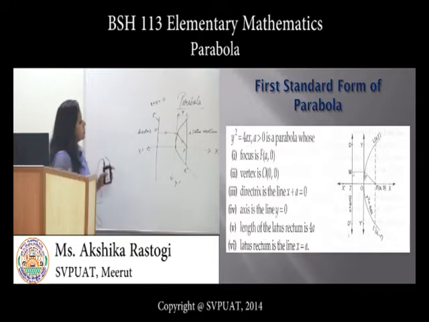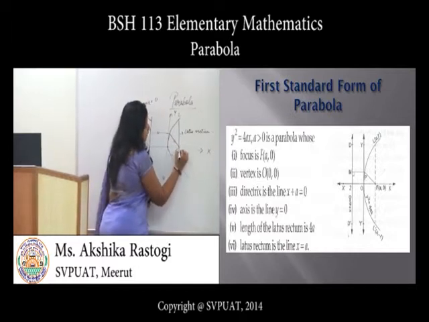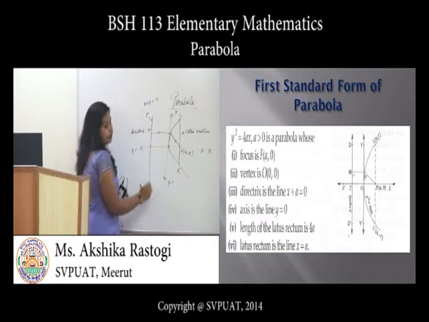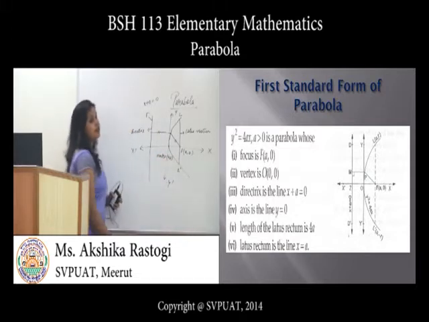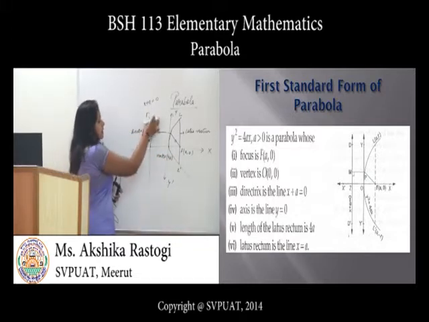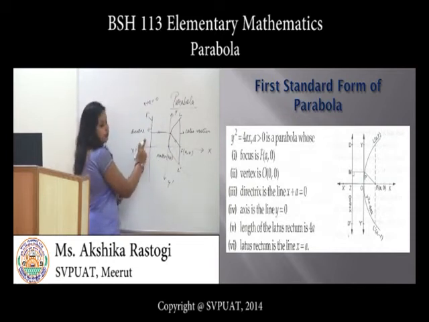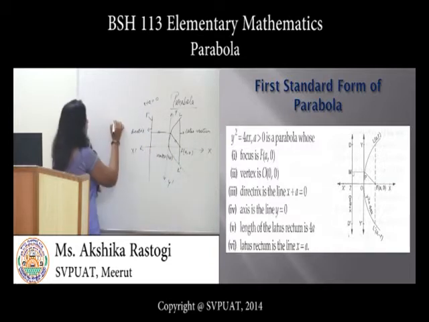We have the focus, let the intersection on the x-axis be A, then the coordinates for this point are F(a, 0). This is the vertex of the parabola, then the vertex will be (0, 0) because it's passing through the origin. This line which is parallel to this is the directrix, and the equation for the directrix will be x plus a equals to 0.